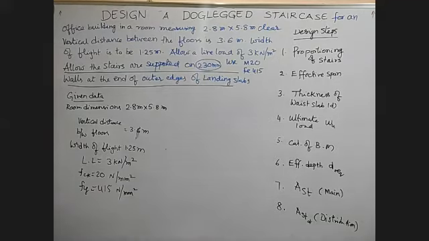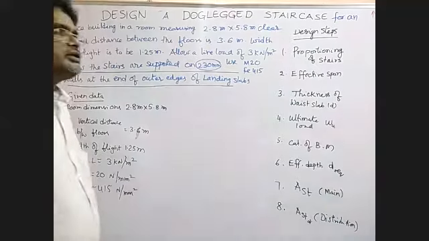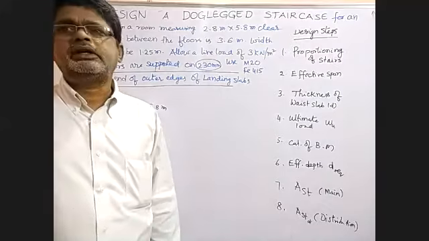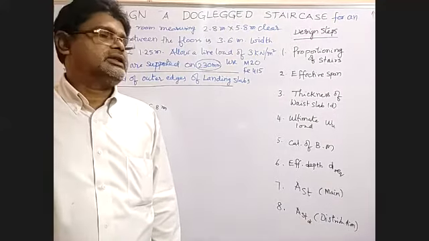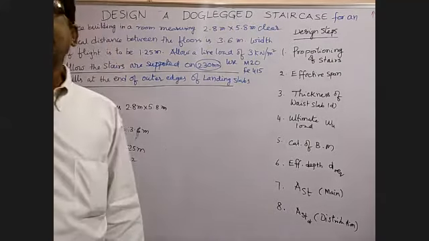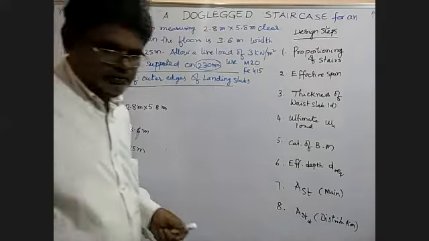So this is the data given, and you are asked to find out the effective depth of the flight slab and the main reinforcement and distribution reinforcement, and of course the proportioning of the stairs. How many steps are to be provided for the staircase, what is the thickness of the slab, and what is the reinforcement, that is the spacing of the main reinforcement and distribution reinforcement. Okay, we will see one by one.